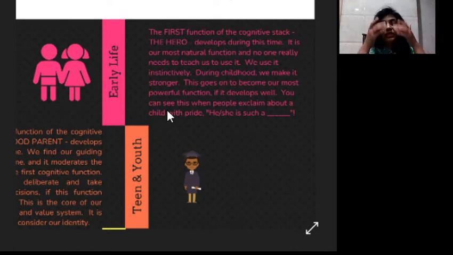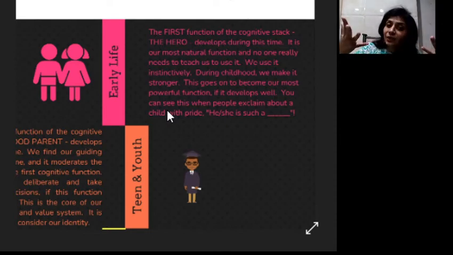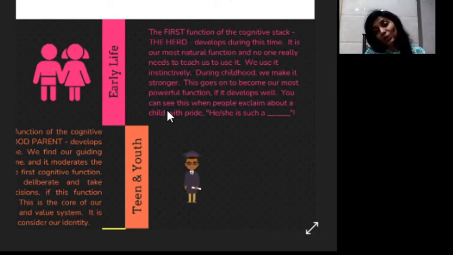Over time, this is the function that gets the maximum exposure and the maximum training, and so it becomes our most competent function in terms of what we contribute to the world. Our output to the world often comes from using our first function really well, and that's why it's also called the hero. But like all galloping, swashbuckling heroes, this one also is a little bit much sometimes.